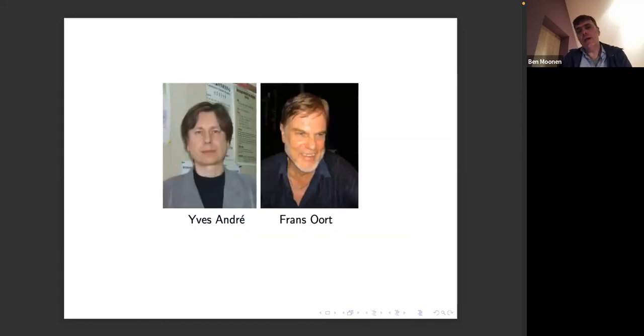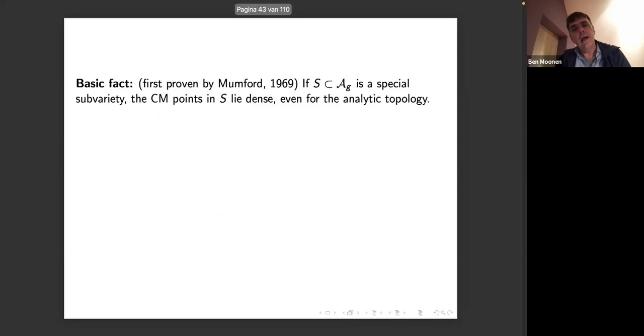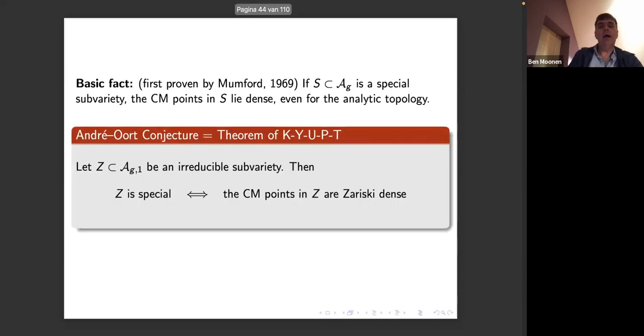And then these two gentlemen started thinking about such matters. André already, in the late 80s, had formulated a problem. Then in the early 90s, Frans Oort started thinking about these matters, and he also formulated a statement. Later he found out that a special case, actually the one-dimensional case, had already been formulated by André. Before I state the result, let me first recall a very basic fact: if you have a special subvariety, then the CM points will always lie dense, even analytically dense. And then André, for one-dimensional subvarieties, and Oort in general, formulated the conjecture.